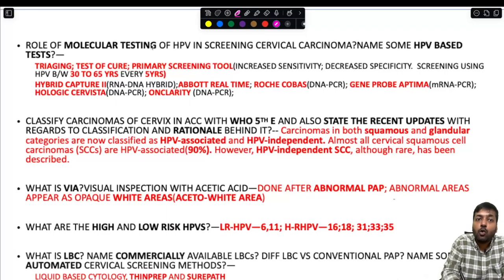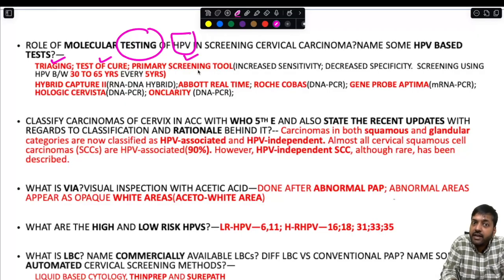So what is the role of molecular testing? Okay, role of molecular testing of HPV in screening cervical carcinoma. So it is used for triaging, it is used as a test of cure, it is also used as a primary screening tool with increased sensitivity but decreased specificity.